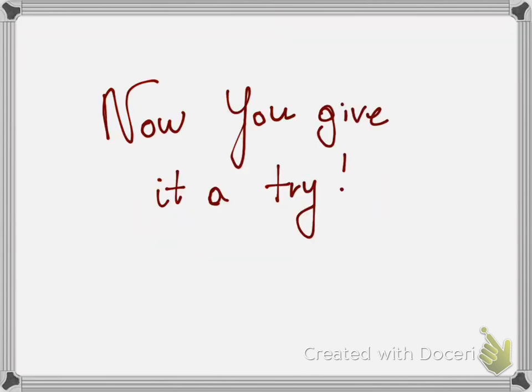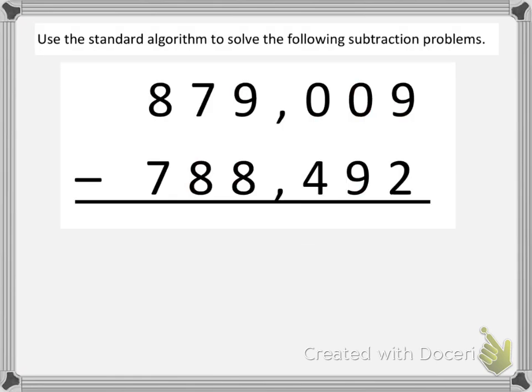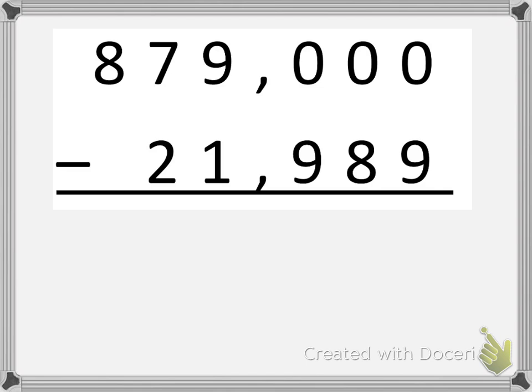Okay, 4-3, now you give it a try. See how much you have learned tonight. Use the standard algorithm to solve the following subtraction problem. Now you can bring in your place value chart and model this subtraction problem using your place value discs. Remember to first regroup, then subtract. Here's another one. Again, make sure you regroup first and then subtract. Bring in a place value chart and place value discs to help model this. That would be great practice for you.